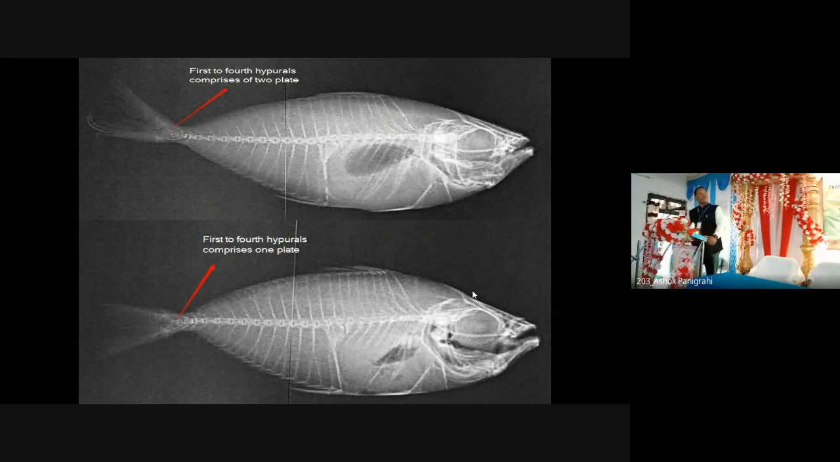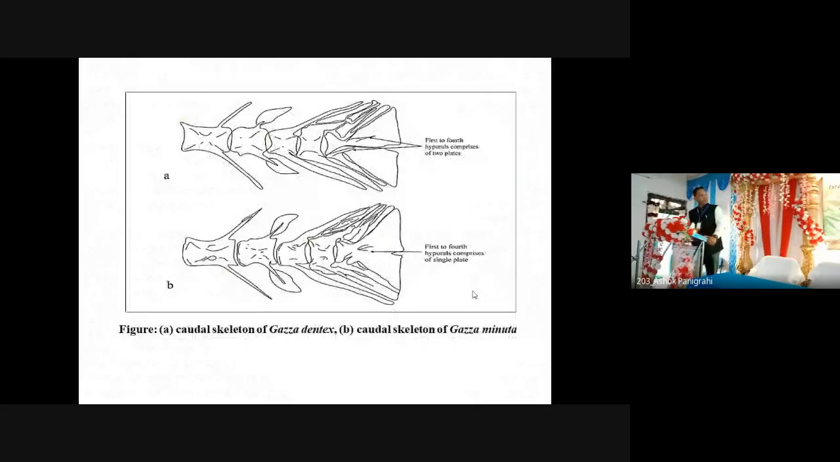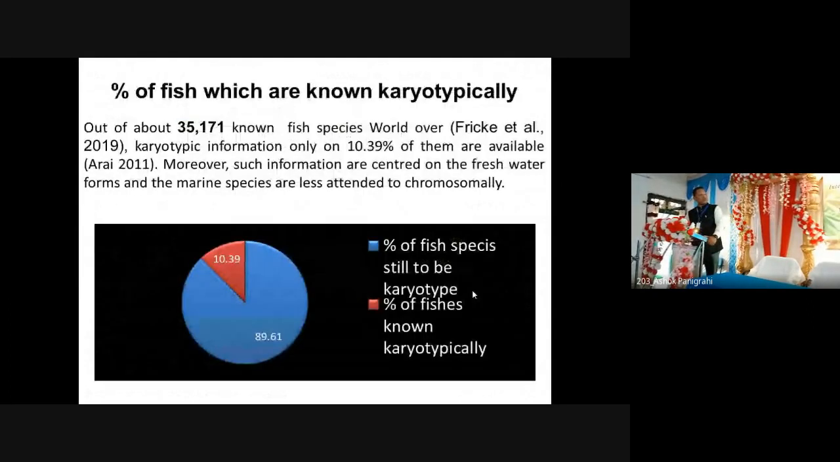No need to go for DNA in all cases. We can differentiate based on the caudal bone. Then next is karyotyping. If you see the fishes, around 30,000 are known, but only 10% are known karyotypically. But nowadays nobody is doing karyotyping. In Odisha, at Koraput University, you want to establish the technique, but people are not doing it. I have started, but still I am also not doing it.